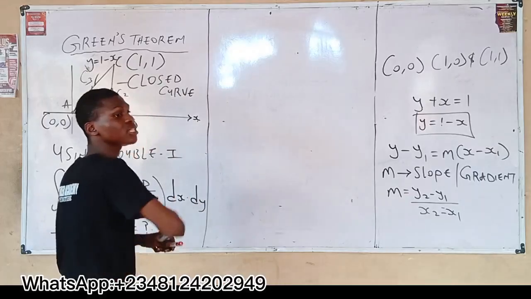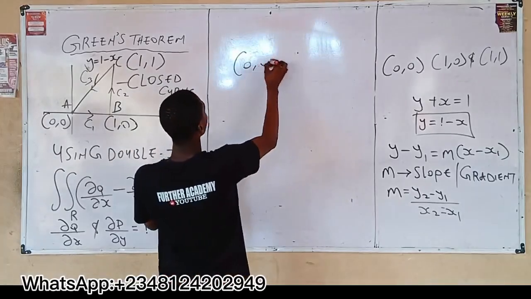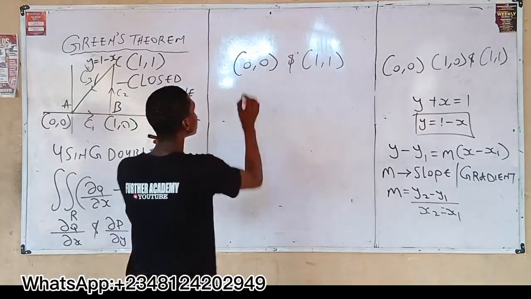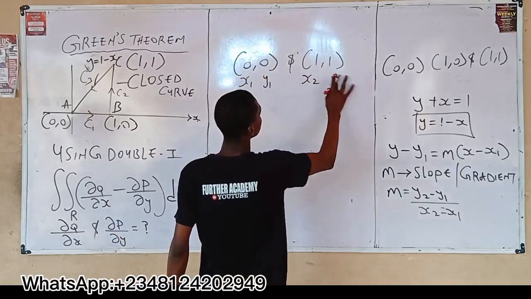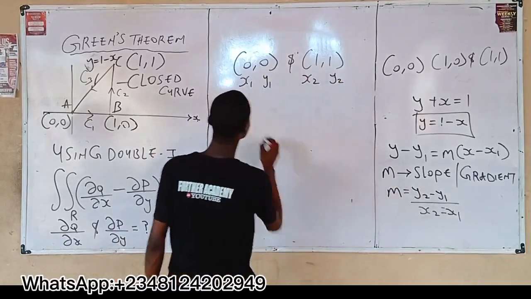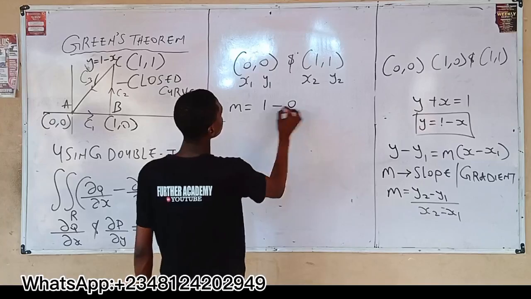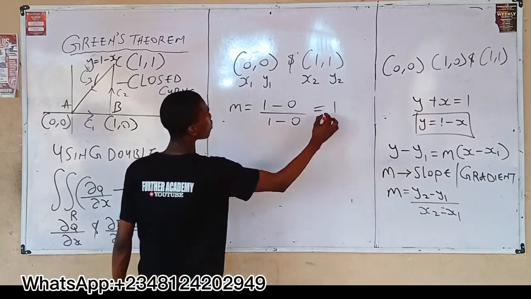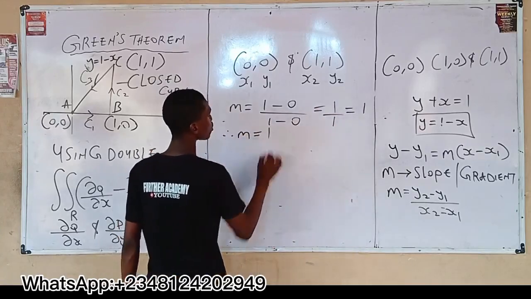I'm still interested in the slanted part. So that would be 0, 0 and 1, 1. So this is x1, this is y1, this is x2, this is y2. Now substitute. Let's get m. M becomes 1 minus 0, over 1 minus 0, which is 1 over 1, which is still 1. Therefore, m equals 1.